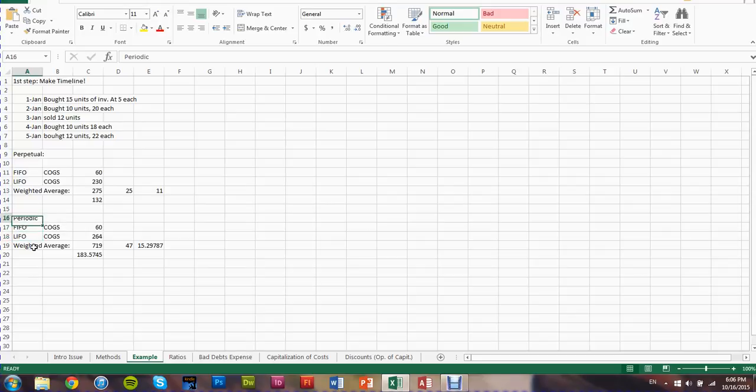And perpetual versus periodic, you're still looking at the four: specific identification, first in, first out, last in, first out, or weighted average. It's just when you do the calculation. So that's all you really need to worry about for that.